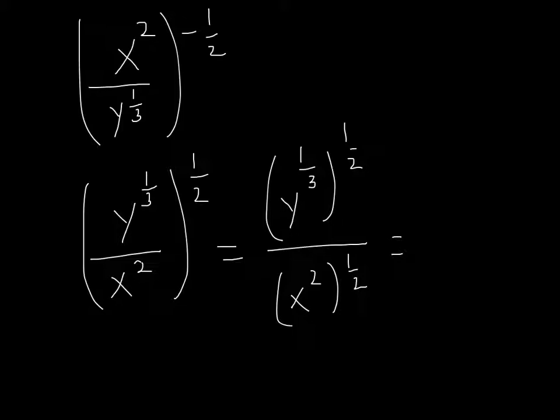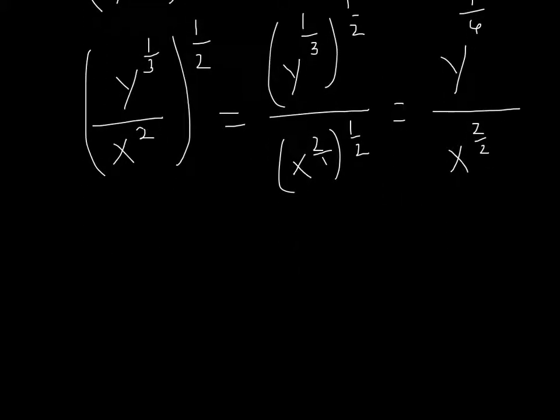And then the power of a power rule says that if you have a power of a power, they get multiplied. So I'm going to multiply 1/3 and 1/2, and I get 1/6. And likewise down here, I'm going to multiply 2/1 times 1/2, but that is just 2/2. And 2/2 simplifies to just 1. So what I get for an answer is y to the 1/6 over x. And that's the answer.